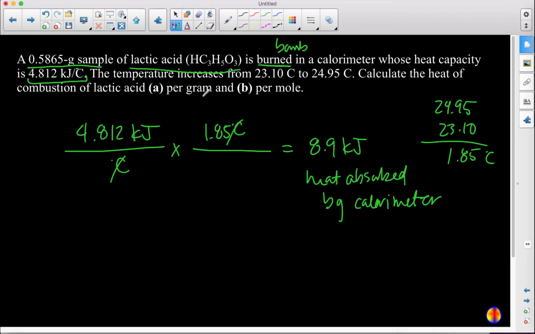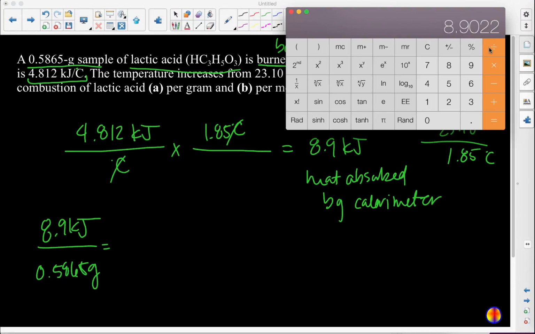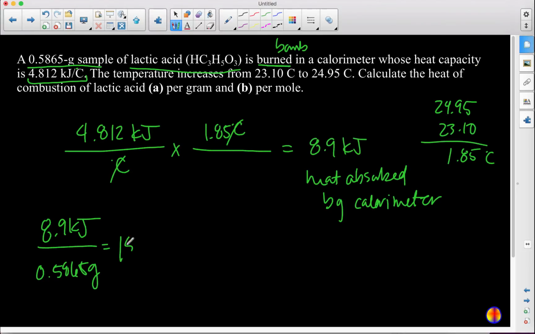So if we want to make it per gram, we're just going to take my 8.9 kilojoules and tie it to my grams. So 0.5865 grams of my lactic acid. And then obviously you're not going to leave it like that. You're going to take that and divide it by 0.5865, which is going to give us our 15.2 kilojoules per gram of my lactic acid.